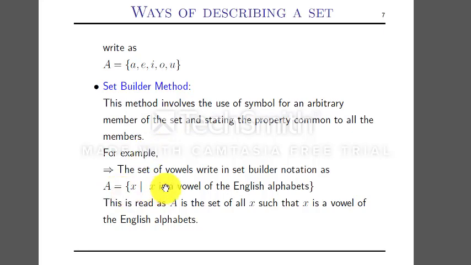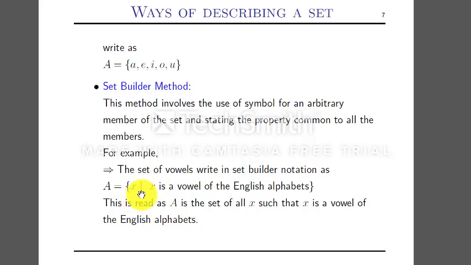For example, the set of vowels is written in set builder notation as follows. Here A is the label of the set. The bracket symbol must be involved in order to describe a set. X is a general element. This line shows such that X is a vowel of the English alphabet. So every element which is a vowel in the English alphabet will belong to this set.